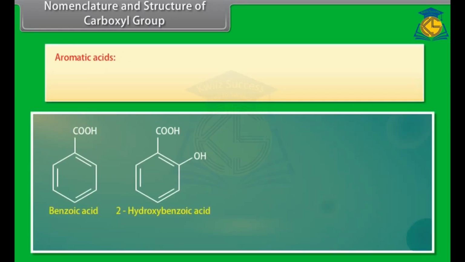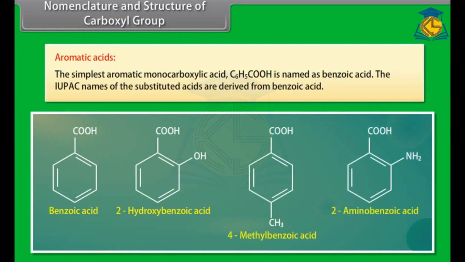Aromatic acids. The simplest aromatic monocarboxylic acid, C6H5COOH, is named as benzoic acid. The IUPAC names of the substituted acids are derived from benzoic acid. Nomenclature and structure of carboxyl group.